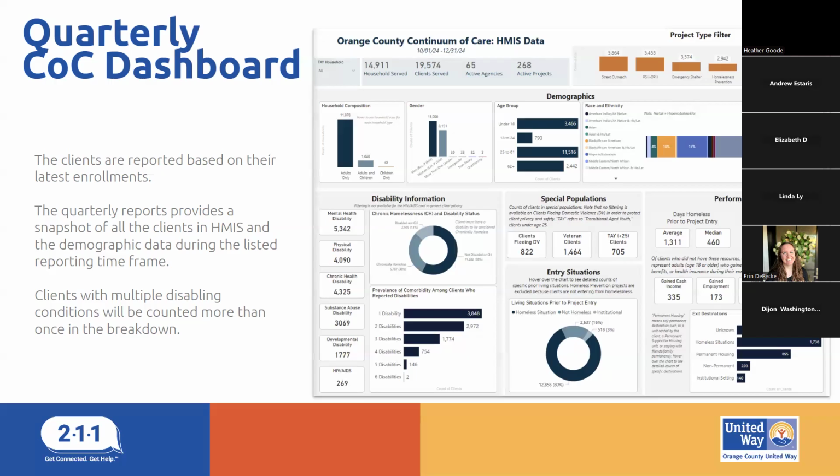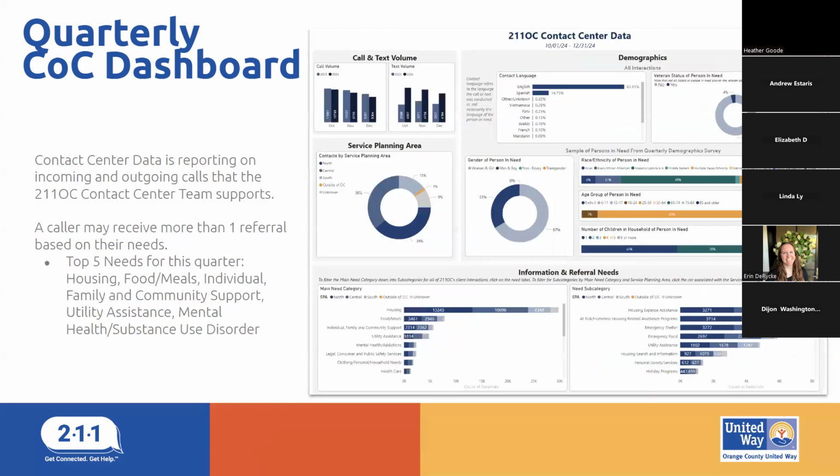Elizabeth? Yeah, Heather. Good morning, everyone. This is our quarterly COC dashboard. There are 3 pages to this report. The first page is a snapshot of all clients that were active or enrolled in HMIS during that reporting period. It's also going to list demographic data of those participants, as well as disabling condition, if they're part of a special population, entry situation, and if there's a performance outcome and exit destination. Next slide, please, Heather.